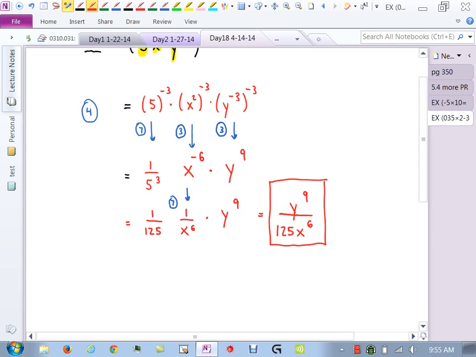Okay, so if you look at this right here, that's the same as y to the 9th over 1. Agreed? So if this is a fraction times a fraction times a fraction, if you multiply straight across, you get 1 times 1, which is 1. 1 times y to the 9th is y to the 9th, so that goes here. Then on the bottom, 125 times x to the 6th is 125x to the 6th times 1, which is the same thing. So you're just going straight across. Does that make sense? Okay. Any other questions?